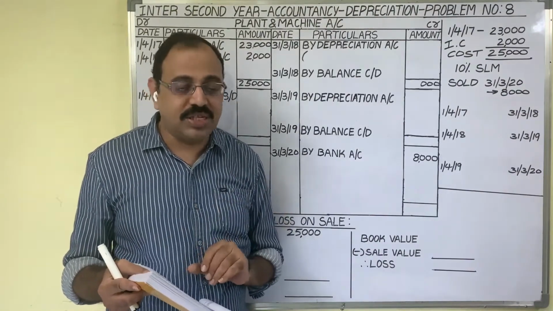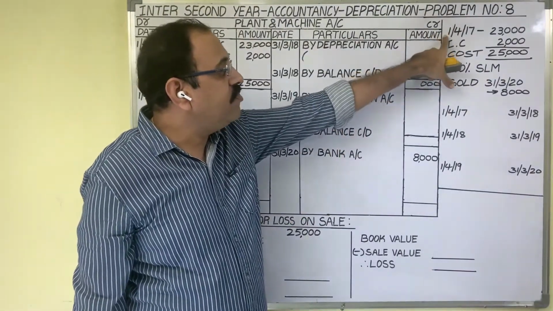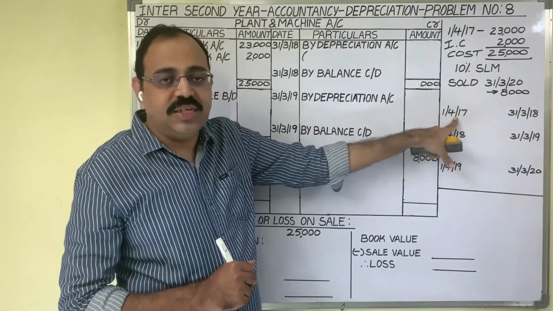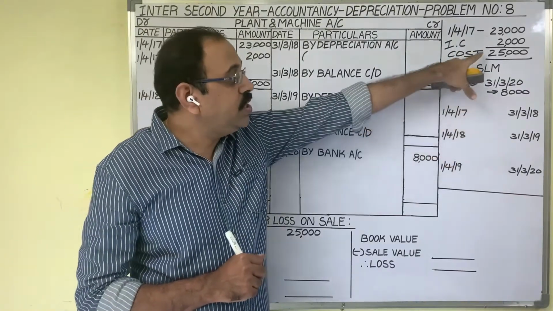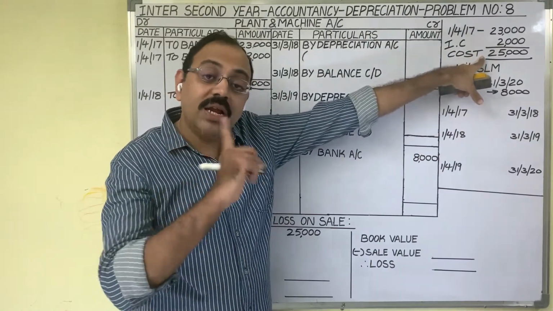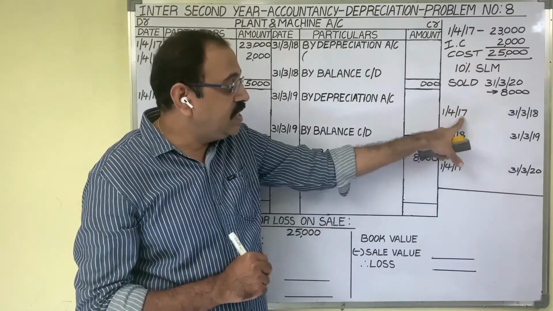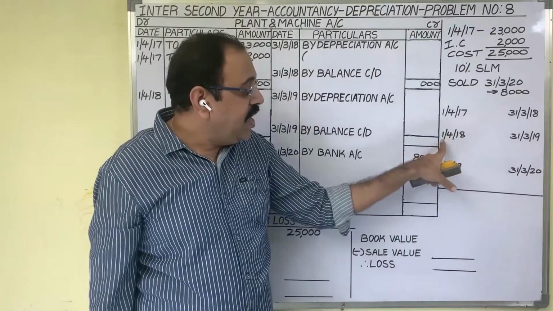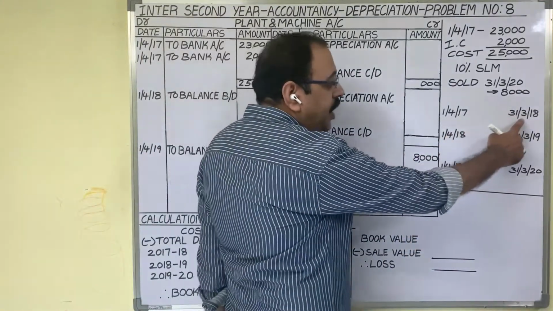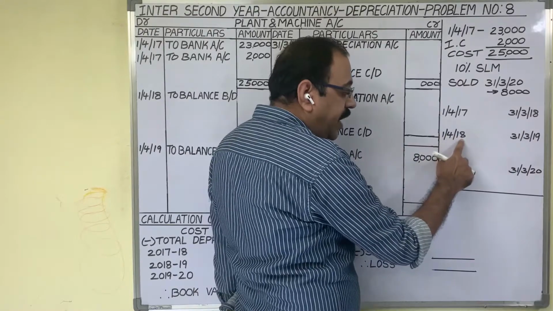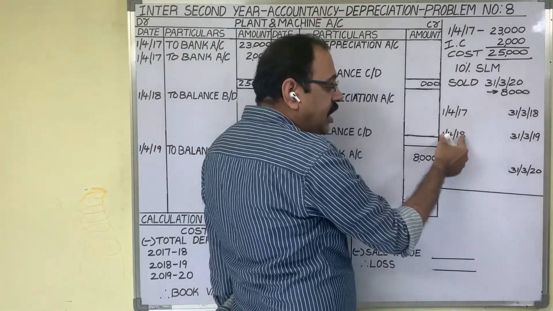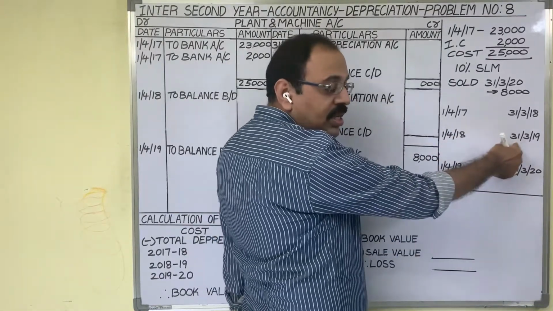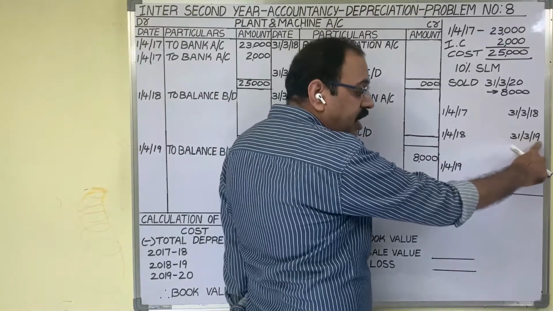Let us see the dates first. The firm purchased one asset on 1st April 17, the year starting date. So in the first year they used the 25,000 worth asset for 12 months. From 1st April 17 to 31st March 18 is the first year. The second year starting date is the next immediate date. On 1/4/18 they have the same asset and in the second year also they used it for 12 months. The second year last date is 31st March 19.